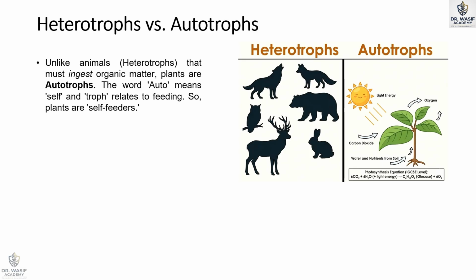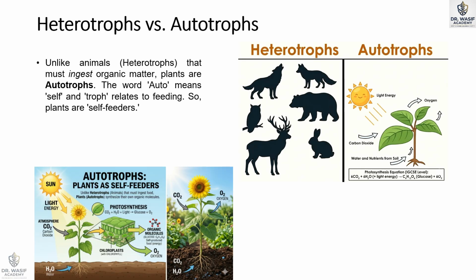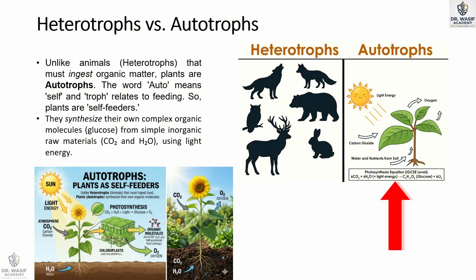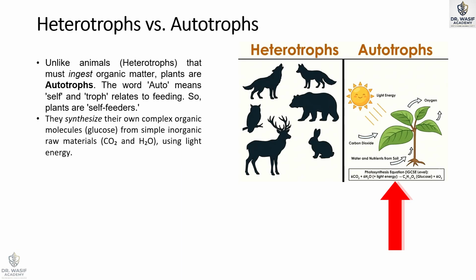But plants are different. They are autotrophs. The word auto means self and troph relates to feeding. So plants are self-feeders. They do not eat. Instead, they synthesize their own complex organic molecules like glucose, and they do this by taking simple inorganic raw materials, specifically carbon dioxide from the air and water from the soil, and locking them together using light energy.